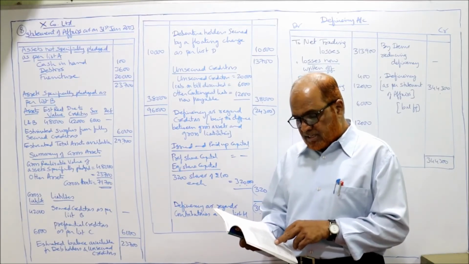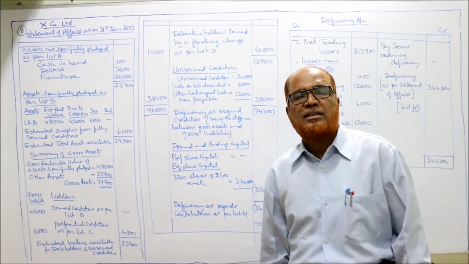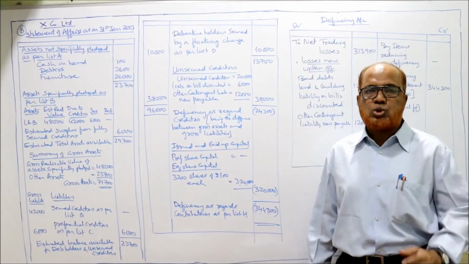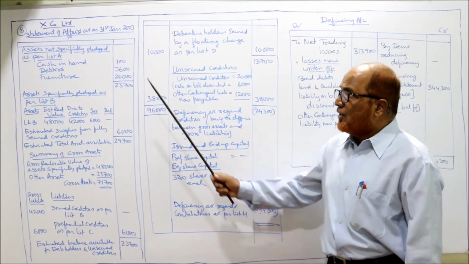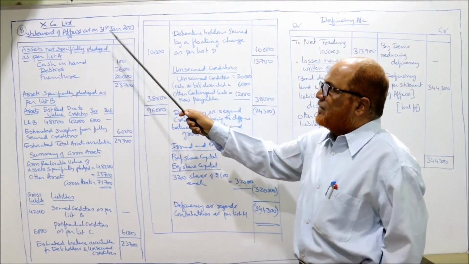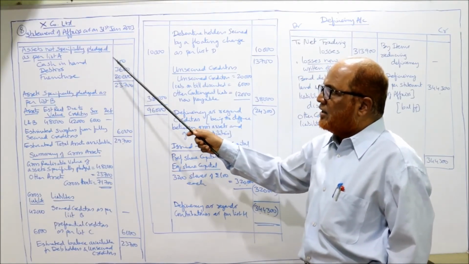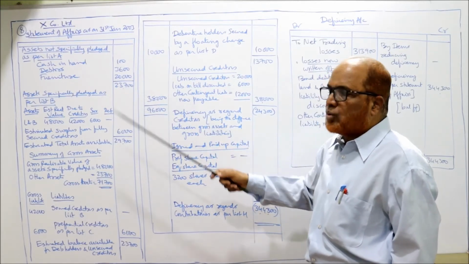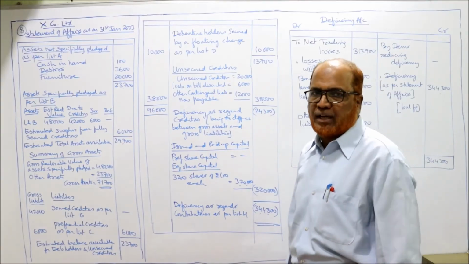Prepare the statement of affairs and the deficiency account. In this problem we are required to make the statement of affairs, and also we have to make the deficiency account, showing the reason for the deficiency which we are getting. First of all, statement of affairs as at 31st Jan. Assets not specifically pledged as per list A: cash in hand 100, debtors 3,600, furniture 20,000. The total assets are 23,700. These are the assets not specifically pledged.